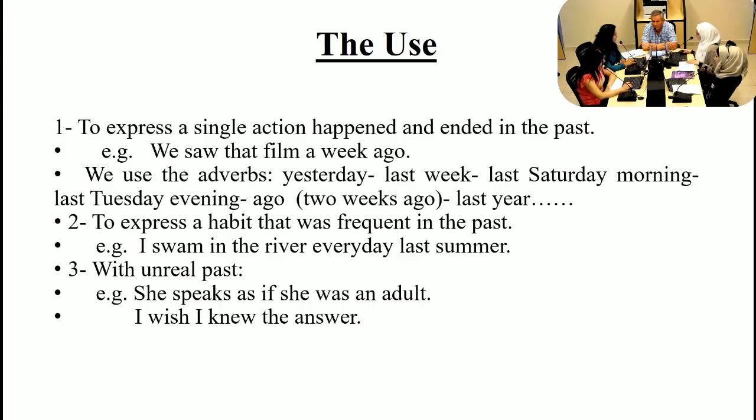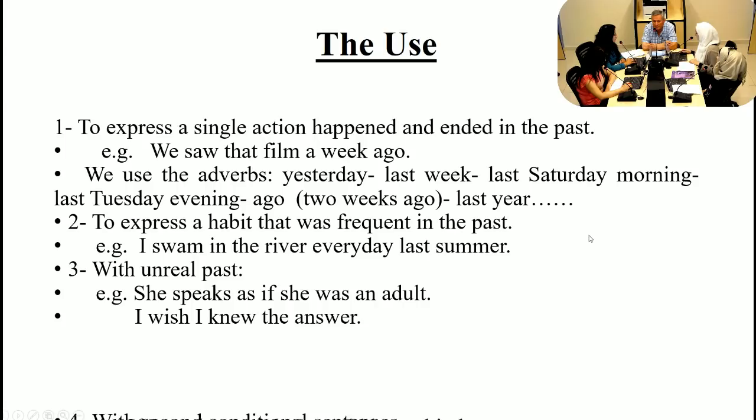The last use is with unreal past, like with which and if. For example, she speaks as if she was an adult. Here it is an if clause followed with unreal past, if she was an adult. And with wish, I wish I knew the answer. They use the simple past with wish. And with the second conditional sentences, like the ones we had before, if I was or were rich, I would buy a big house.